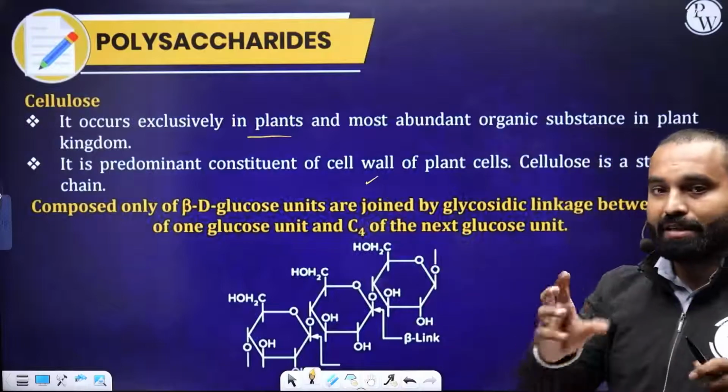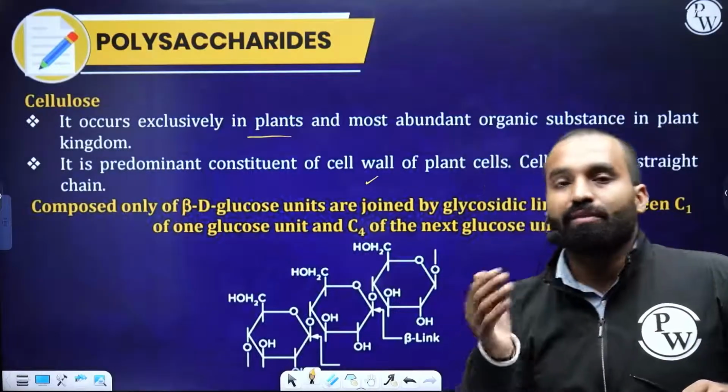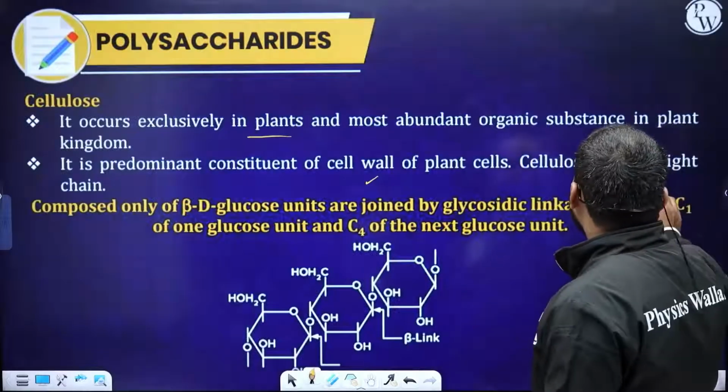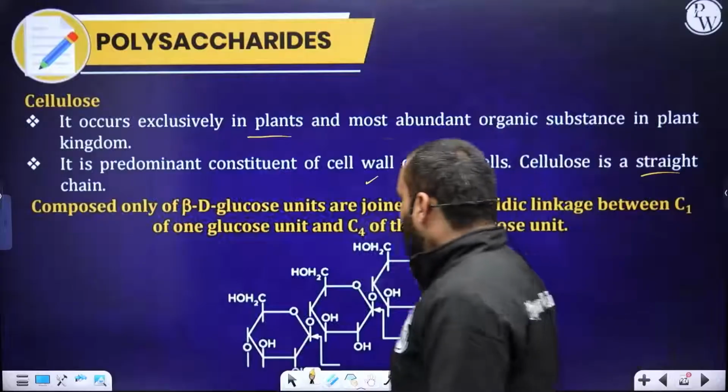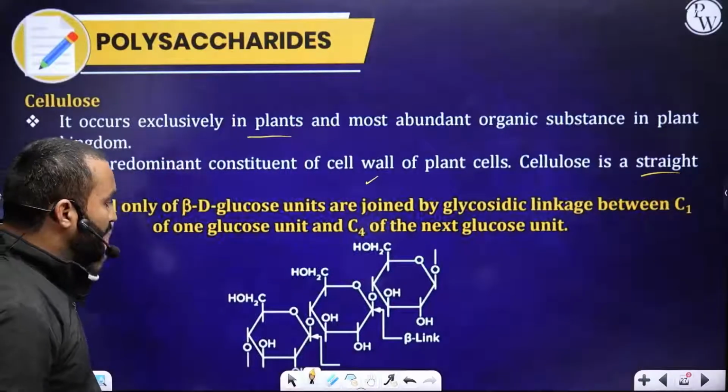You know, plant cells have cell walls. Cell walls generally have cellulose coated on them. It's a straight chain. How is this molecule made, guys? I just discussed this. It is composed of only beta D glucose.